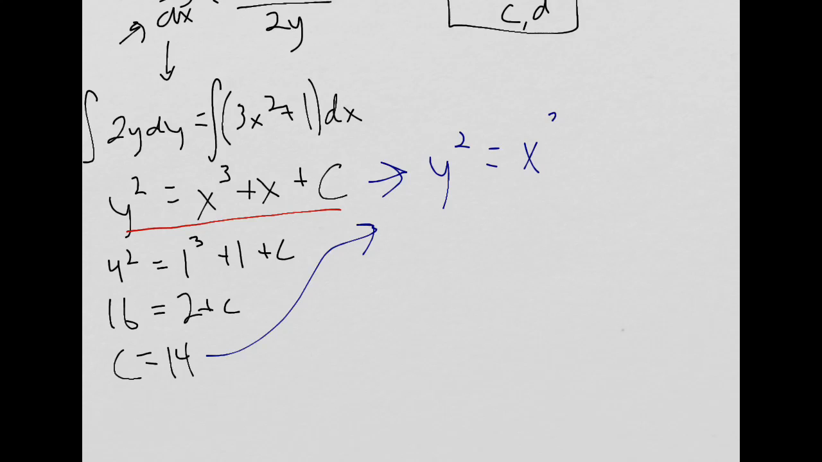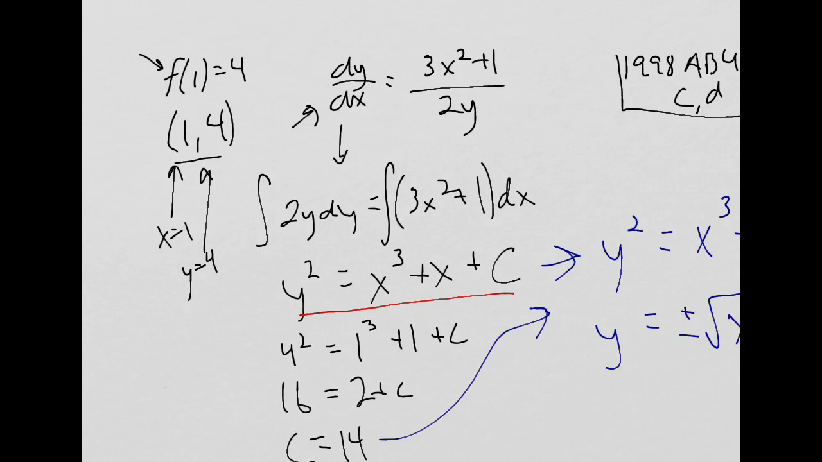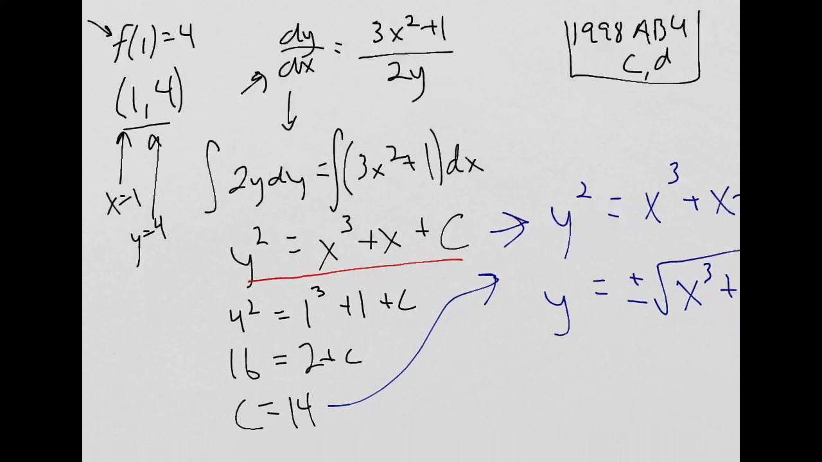So I get x cubed plus x plus 14. Now I'm going to square root both sides, and I'll do this correctly. When I square root both sides, I get plus or minus the square root of x cubed plus x plus 14. My guess is that if you were doing this and you didn't realize the plus or minus, you would just not write anything and you would only consider the positive side. That's good for this problem because, notice, f of 1 is equal to 4, right? So f of 1 is a positive 4.